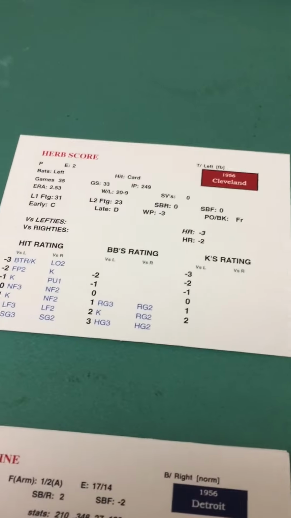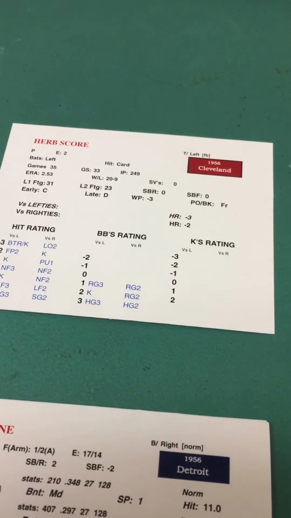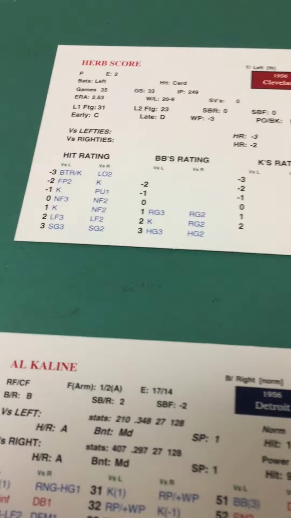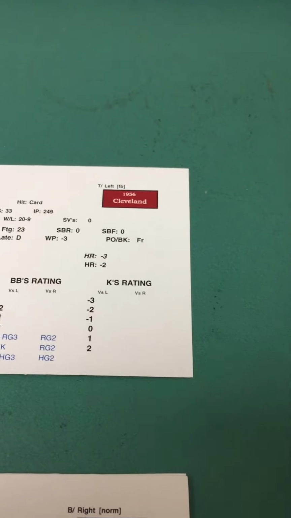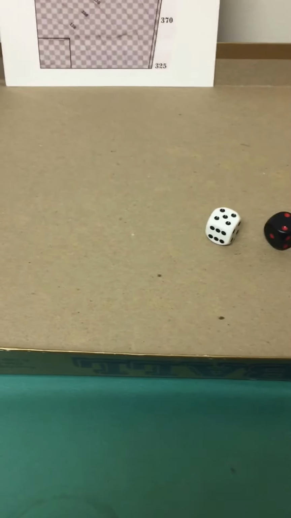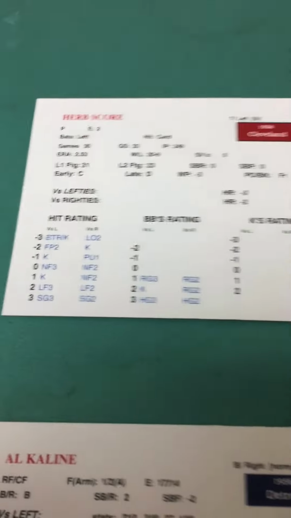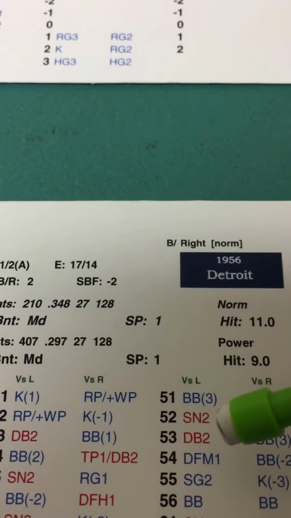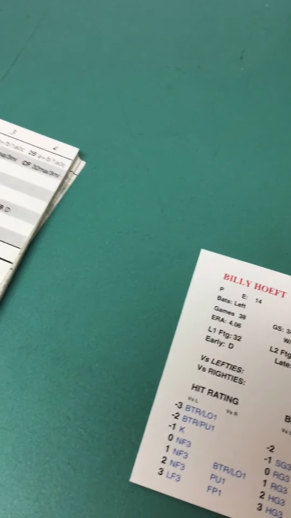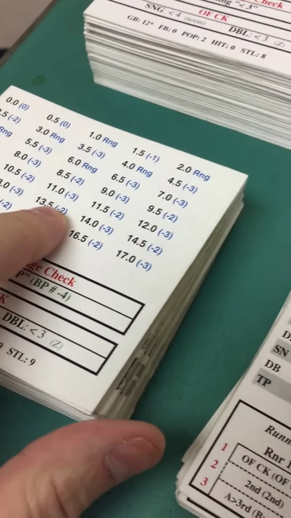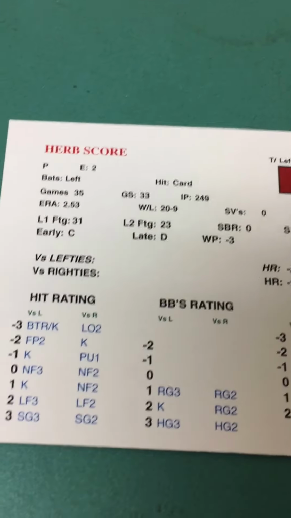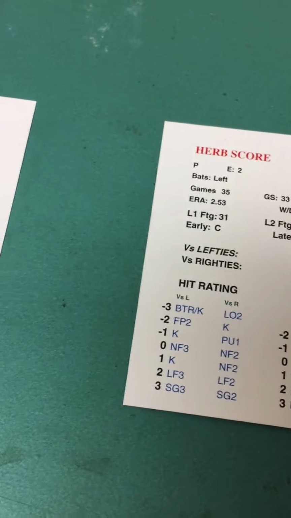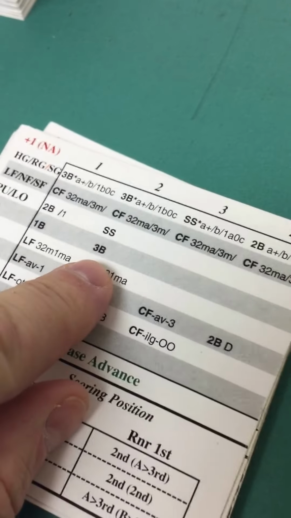All right. So we move to the bottom of the 4th. Al Kaline's at the plate, and there is no error check. It was a 3. Okay. So 52 and 8. 52 is an SN2. He's an 11 versus left. So we're going to flip it, look at the 11, and boom, another -3. It's a line out 2. Oh, I'm sorry, I don't mean to show you. So it's a line out to the shortstop.